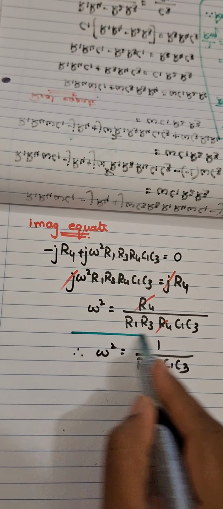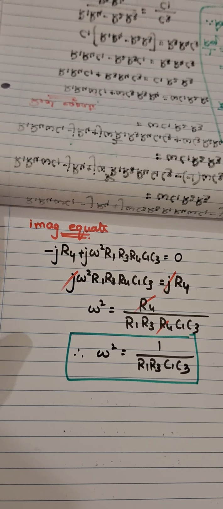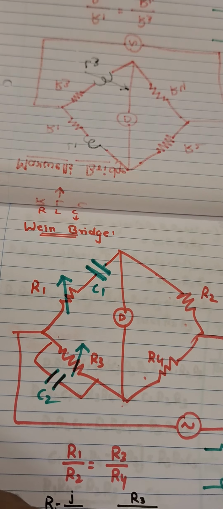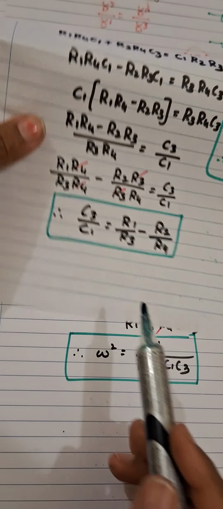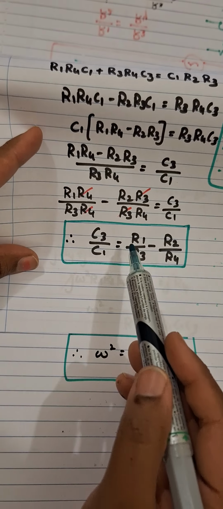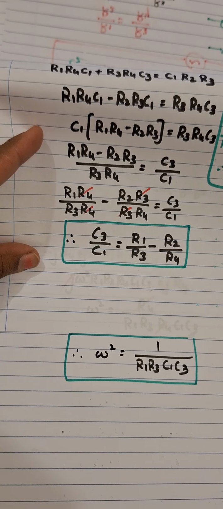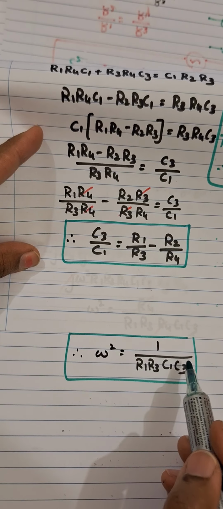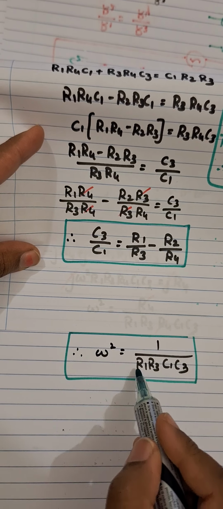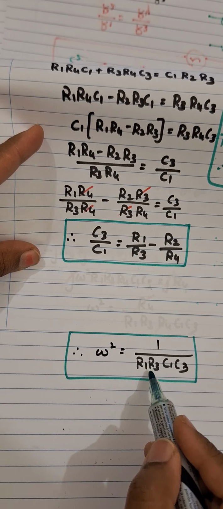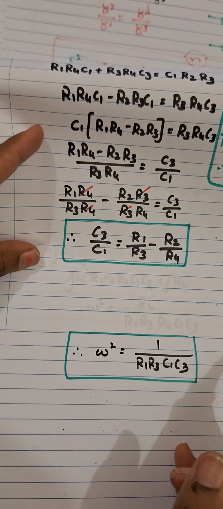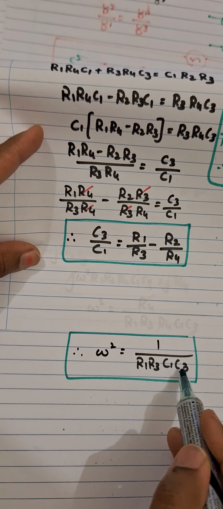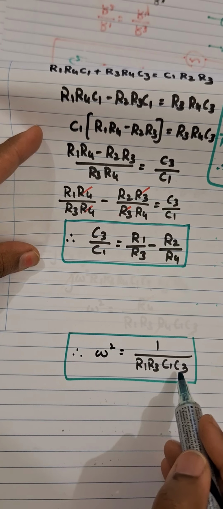These two you are supposed to remember for the Wein bridge. For problem solving you should remember these formulas. If it is a derivation, you can easily derive it, no worries. But for problem solving, you should remember these two. Omega square means 1 by 1, 3, 1, 3: first leg and third leg. So R1 R3 C1 C3. Omega square is 1 by R1 R3 C1 C3.